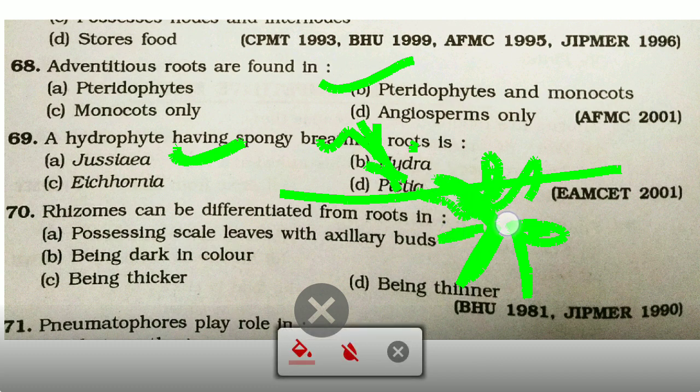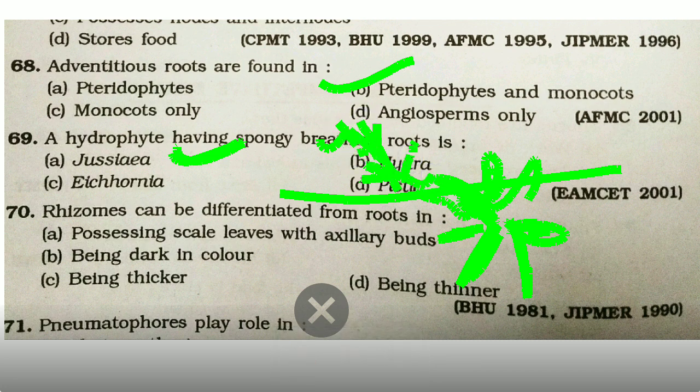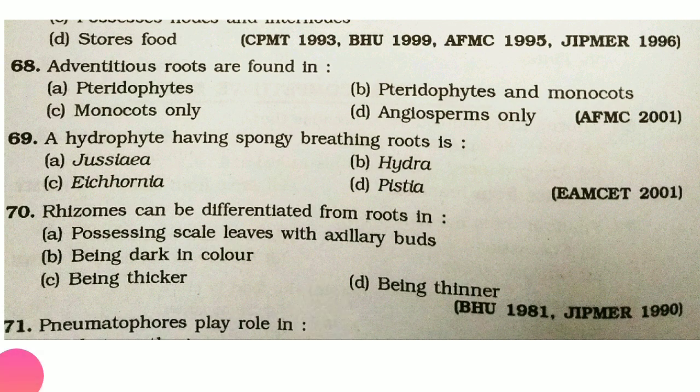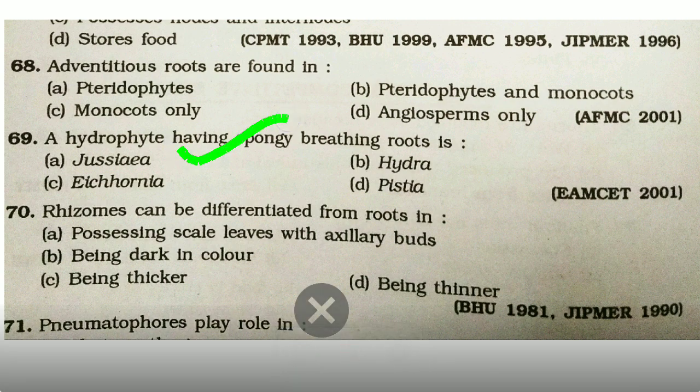So this is the root actually. It is a floating root also, you can say. The diagram is not very good, but they have spongy breathing roots. They are spongy, so that it will float on the surface. And this is the characteristic of Jussiaea. Okay, now coming to the next question.